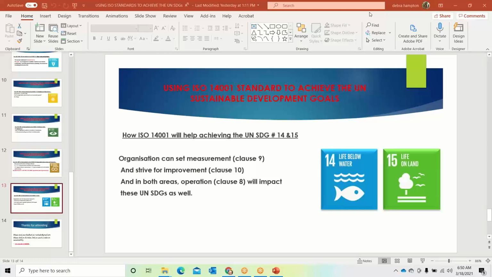Also clause 10, which talks about improvement. The organization has the opportunity to carry out improvement after carrying out evaluation or measurement. And also clause 8, which is about operation. So these three clauses, clause 9, 10, and 8, are going to help us to meet United Nations Sustainable Development Goals number 14 and 15.